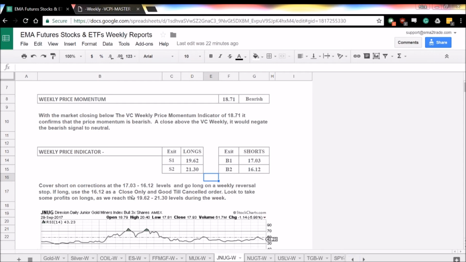At the same time, if we close above the 1871, then the weekly trend will turn bullish, and the target now is activated at the extreme above the mean or the average price of 1871, in this case being 1962 to 2130.